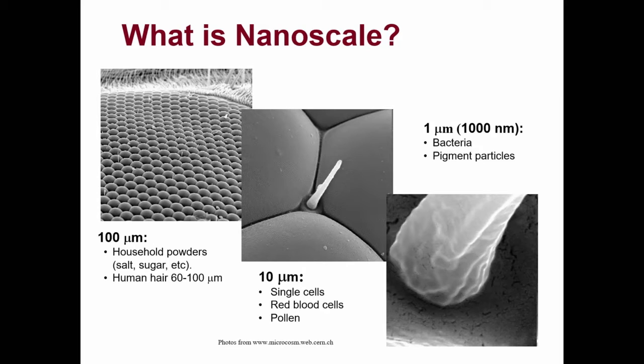If we zoom in by another factor of 10, the photo in the lower right is 1 micron wide. At this size scale, we start to encounter bacteria, also the ground up colored particles that give anything colored its color, like inks or pigments or colored plastic articles. These pigment particles are typically ground down from larger material to about 1 micron in size.